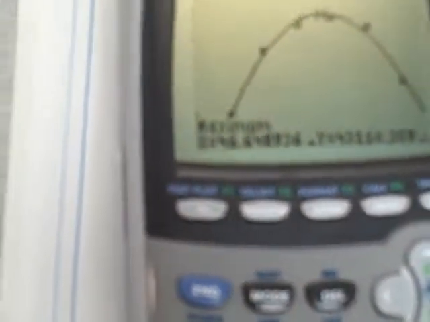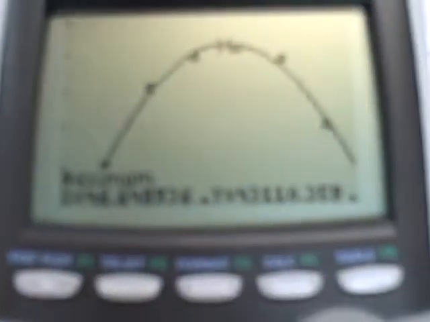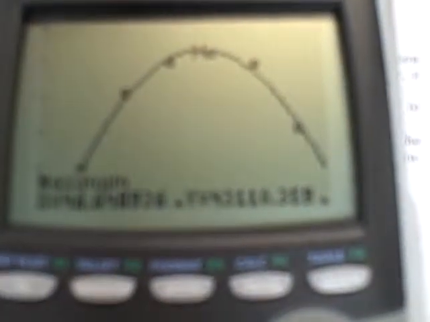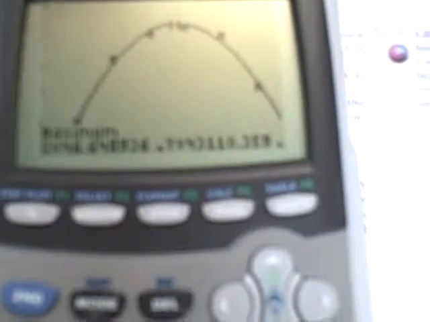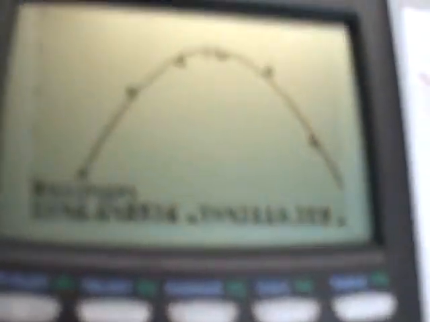And your maximum would tell you their X value. They're asking for your age, so it would be 46.64, so about 47 years old. And then the next number, or letter C, says use the function found in part B to determine the peak income earned, which would be your Y value, which would be $43,110 and about 36 cents.